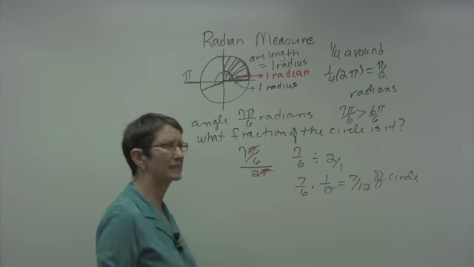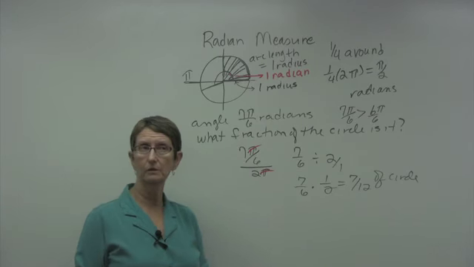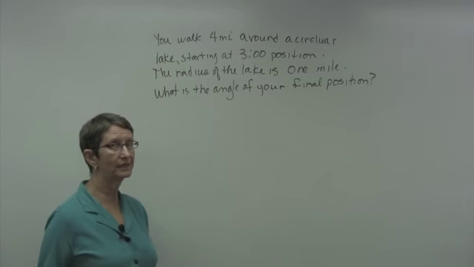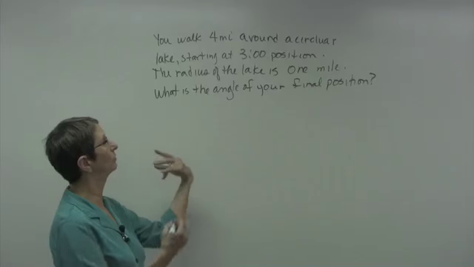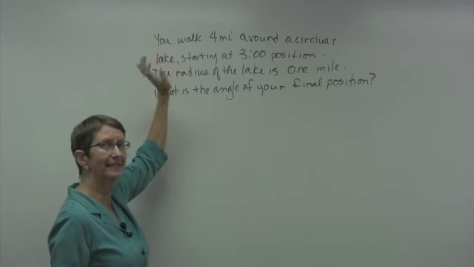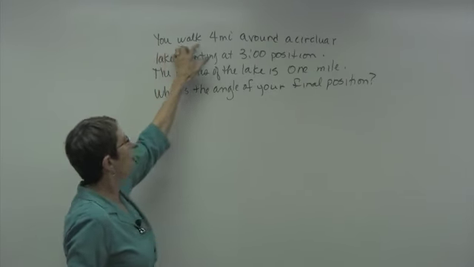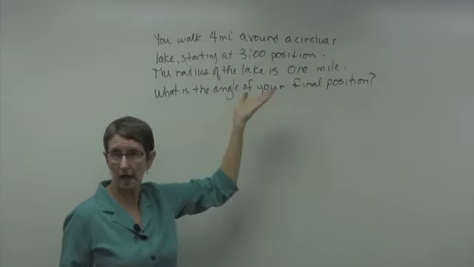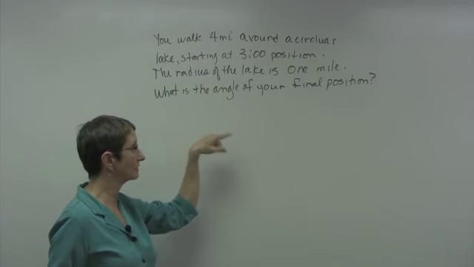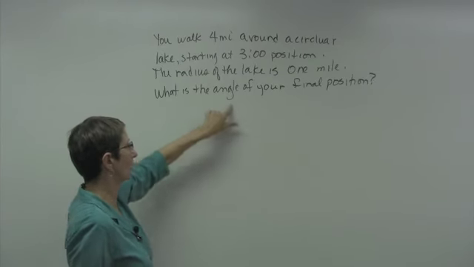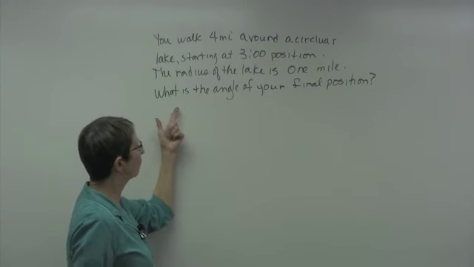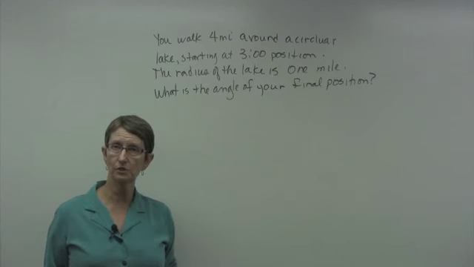So we're going to look at some examples now, an application or two about this. In this problem, you're walking around a lake, and we will assume it's circular, even though it's not very likely that a natural lake is completely circular. But you've walked 4 miles around the outside of this lake. Starting at that 3 o'clock position, the positive x-axis, gives you a visual of where to start. Start here and walk around. The radius of the lake is 1 mile. So our question is, what is the angle of your final position?